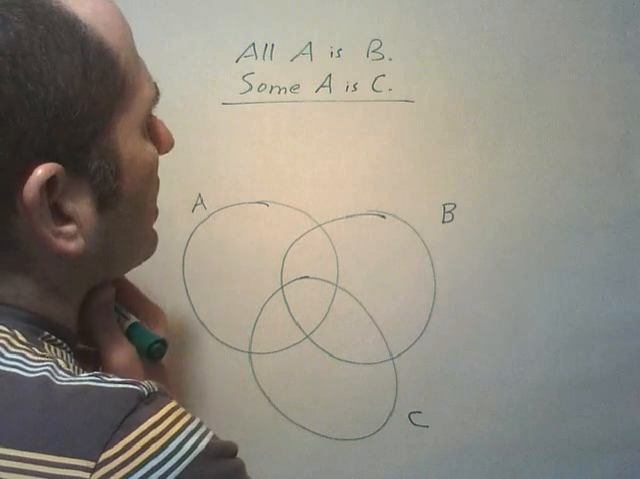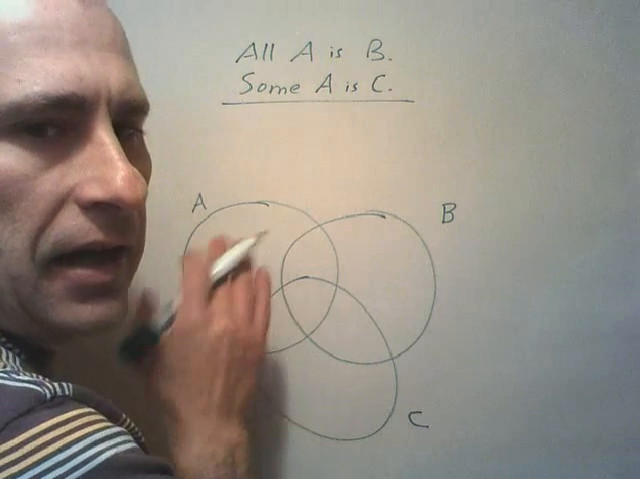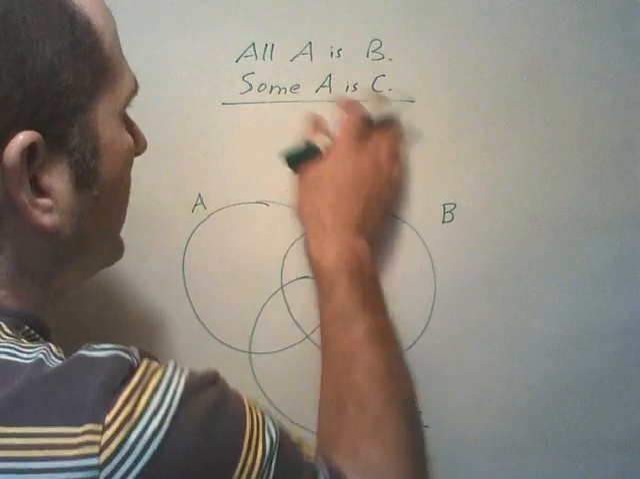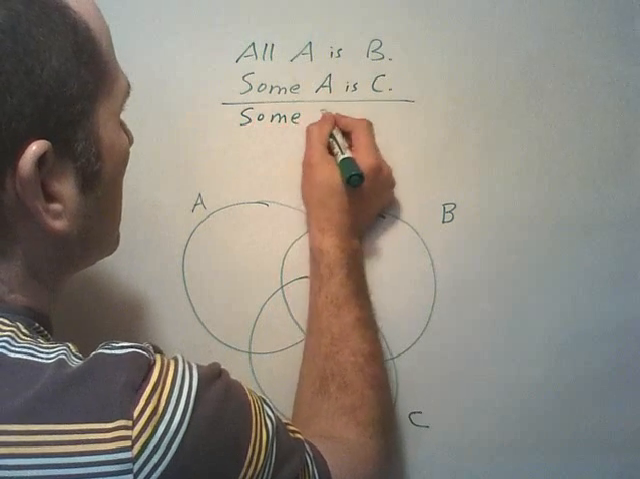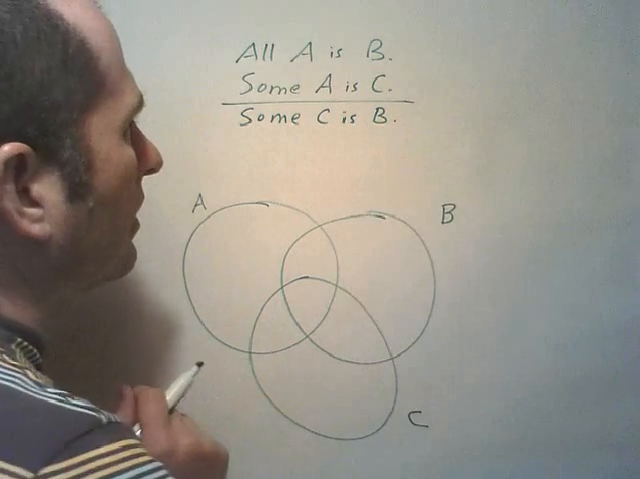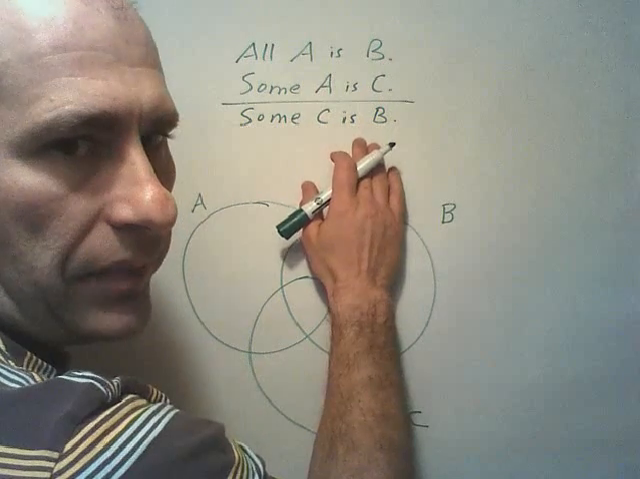Let's go ahead and I'm going to add, at this point, the conclusion. Okay, so we have: All A is B, some A is C, and I'm going to put: some C is B. So these are the two premises, and this is the conclusion that is drawn from them.